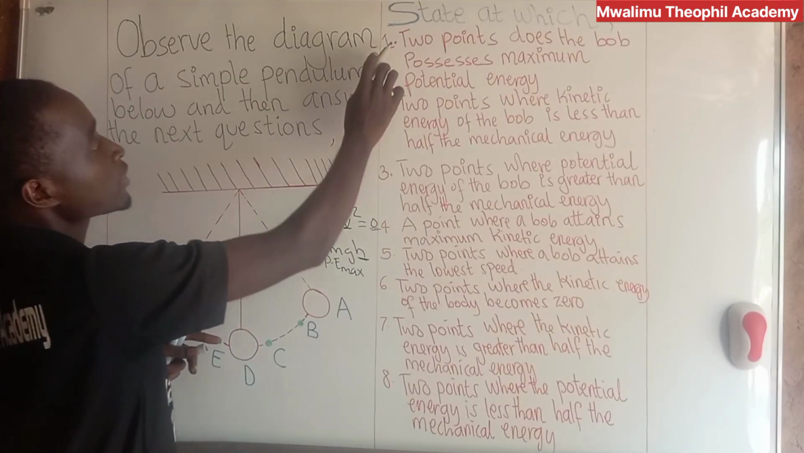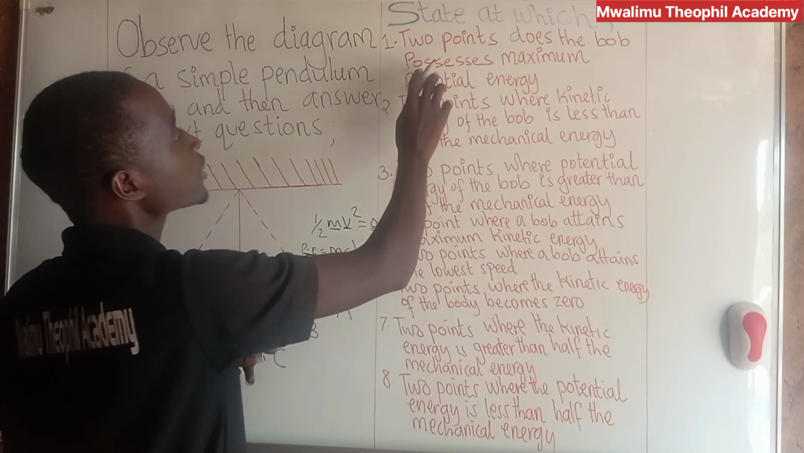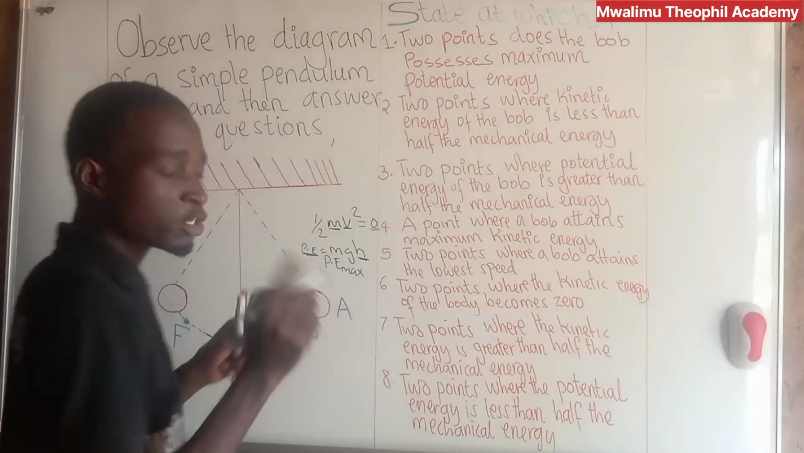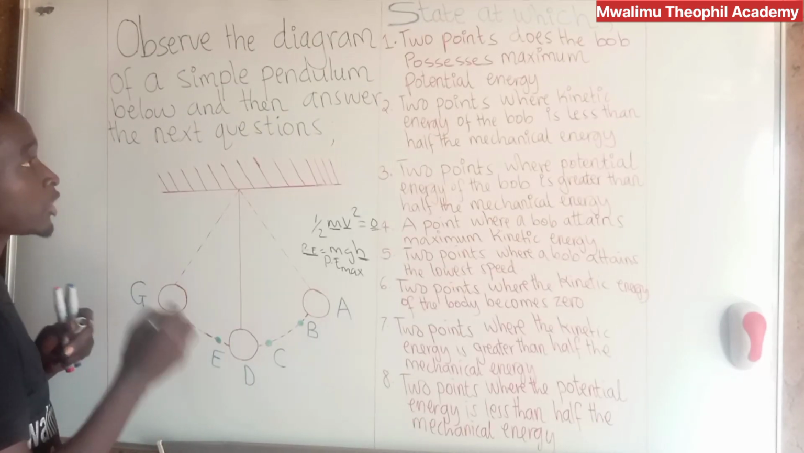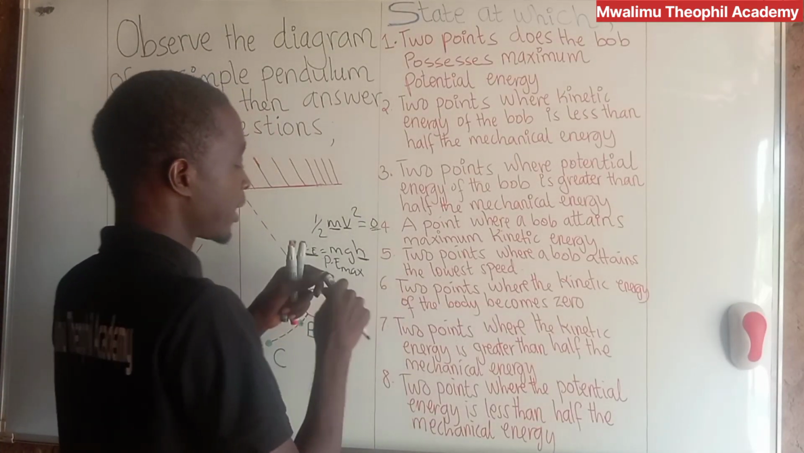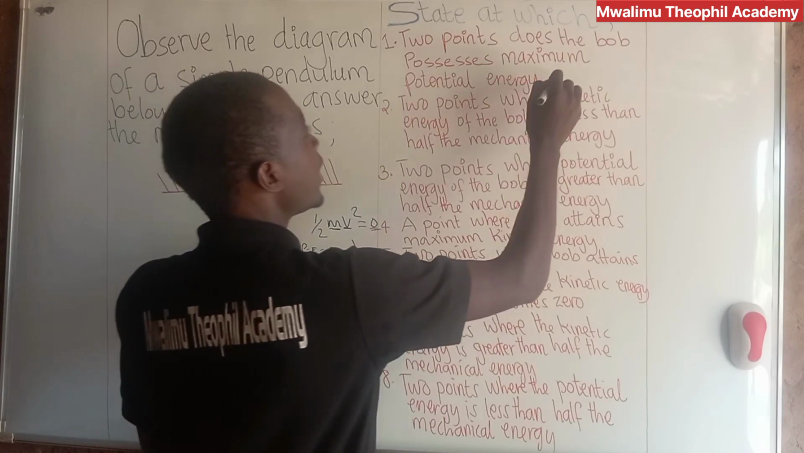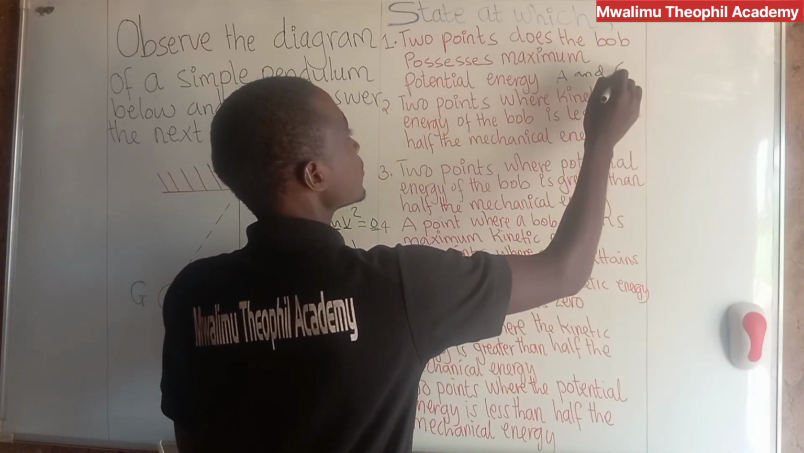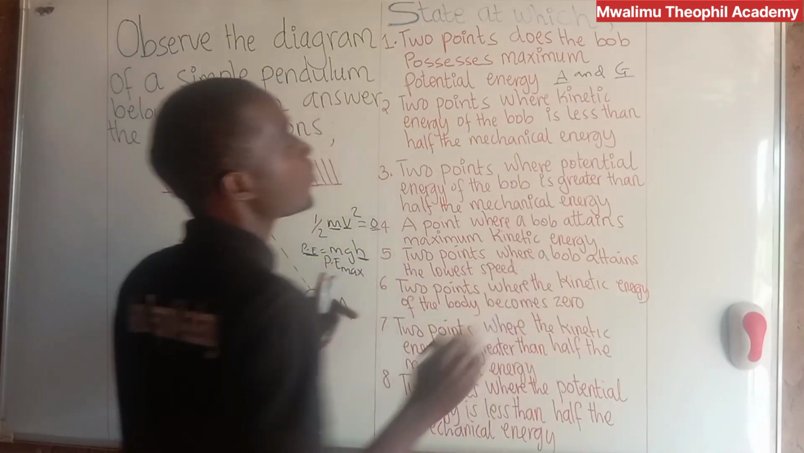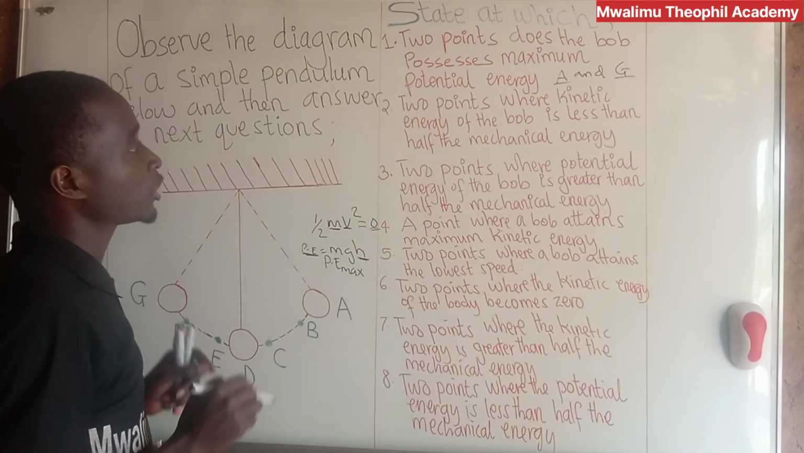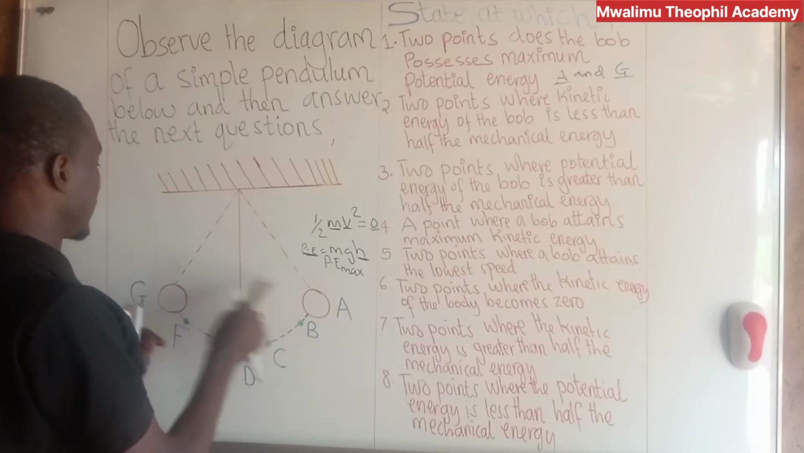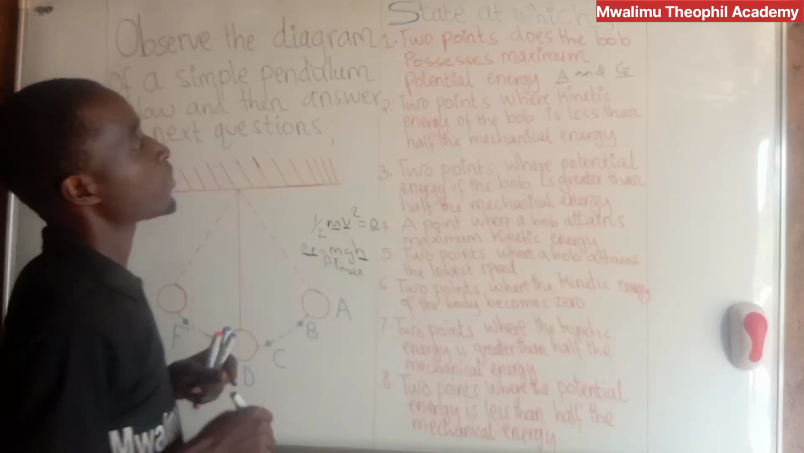The answer for the first question, to state 2 points whereby the bulb possesses maximum potential energy, as I have told you, is at point A and G, where the bulb possesses maximum potential energy. Why? Because at A and G, the bulb possesses maximum height.